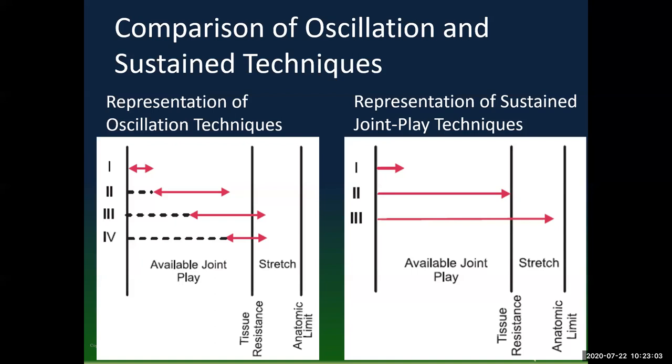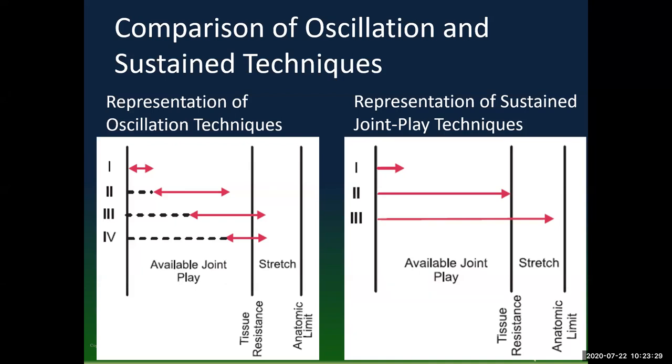Okay, so that was talking about, here you heard him say Maitland. Maitland's just one of the guys that kind of standardized it. Pretty much, we always talk about Maitland. So that's kind of going into those oscillation techniques. Now, we talk about something like a sustained joint stretch or sustained joint play technique. We're now talking about traction, right? So we're talking about these types of traction ideas.